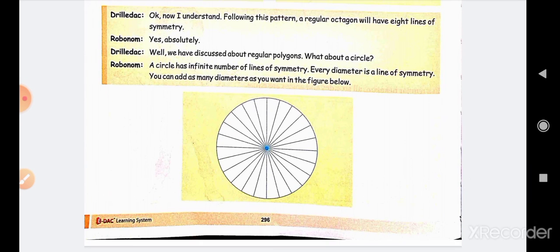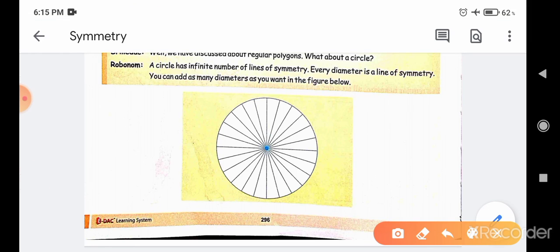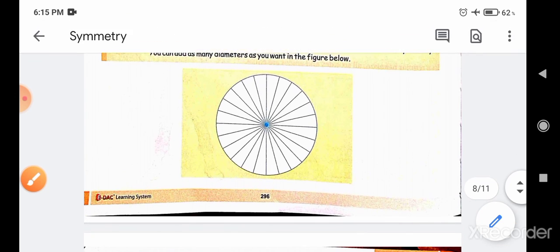And there is one important thing, in a circle there are infinite lines of symmetry. A circle has infinite lines of symmetry because every diameter is a line of symmetry. In a circle every diameter is called a line of symmetry, so we can draw an infinite number of diameters in a circle. So the number of lines of symmetry is infinite. So this is the line of symmetry of regular polygons.